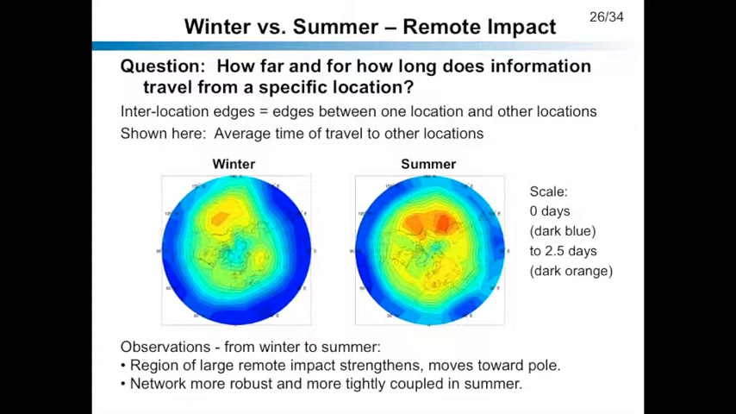Basically we see the area of large local memory contracts, it moves towards the pole, and the local memory strengthens overall, so the network is more robust in the summertime. I have some similar results for the remote impact, but in the interest of time I'll skip over that. The key things are we can calculate important dynamic properties from our graphs of information flow that are actually relevant for climate scientists. And the results make intuitive sense. They have explanations, and you will see them in here. I also have an appendix slide at the very end of my talk if anybody wants to see that, because I think the slides will be posted on the web, and I also have the references there.